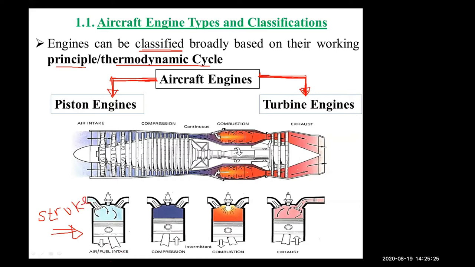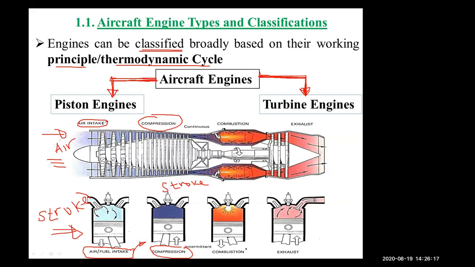So here's intake. Here also we have intake. Here, the air-fuel mixture will be taken into the engine, whereas only air will be delivered to this turbine engine. Air from the atmosphere will be delivered. And here you have compressors. Here also we have the compression stroke. Here we have compressors. Their purpose is the same, that is to compress the atmospheric air which has entered through the intake. Here also the air-fuel mixture will be compressed.